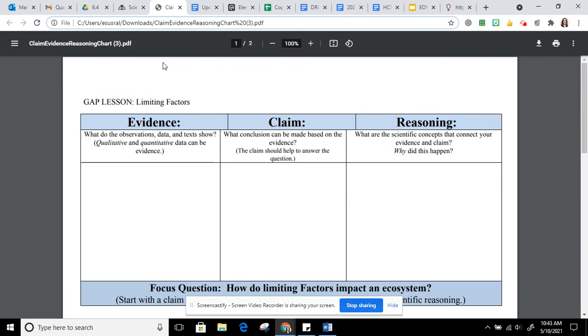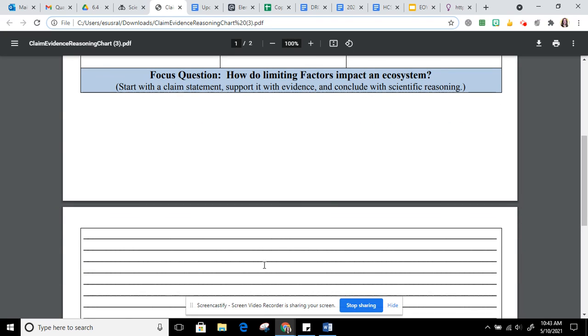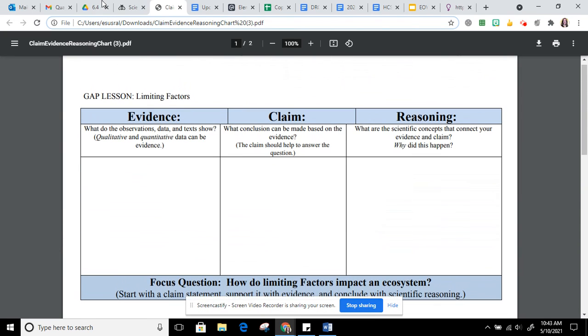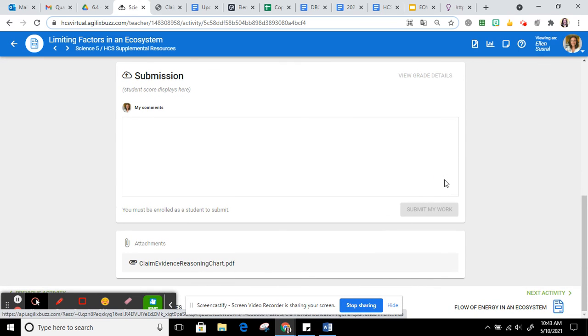Then you'll submit just the first page, but just make sure you answer this question: how do limiting factors impact an ecosystem? Okay, so make sure that's either written or typed here or in that second page on those lines. When you're done, you'll submit this assignment in the submission box by clicking on the blue plus button and attaching your work.